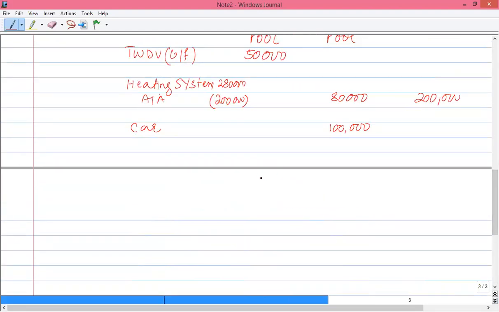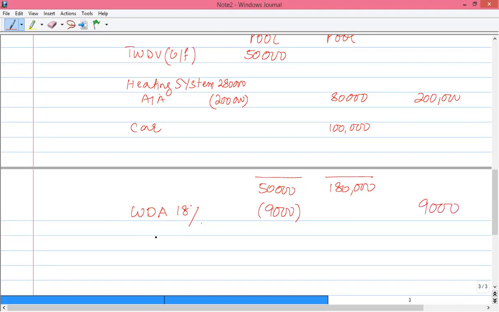Now let's calculate the balancing figure. We have a main pool item of 50,000, and now we have 180,000 value in our special pool item. So now let's calculate WDA. As we know, the main pool item attracts a WDA of 18%. So let's work it out. We have the capital allowance, writing down allowance, of 9,000 on the main pool. But as far as the special pool is concerned, the WDA rate is only 8%. So this is 14,400.